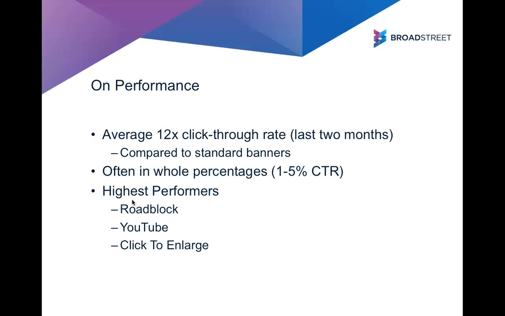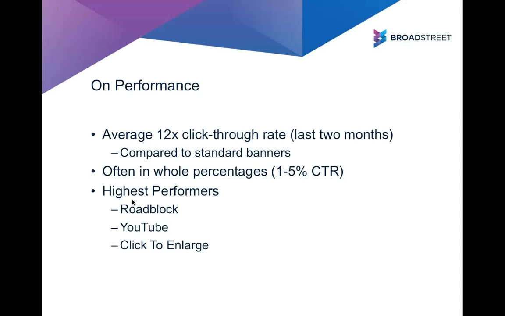So on performance, these banner ads have only been out for about 2 months, and the new ad formats are getting on average about a 12x click-through rate compared to all standard banner ads on Broadstreet over the last 2 years. So the performance is just through the roof compared to standard banner ads. So even if you have 1/12 the traffic of a competitor, if the performance of the ad is 12x, then you can justify the same prices as your competitor. You can justify basically being in the same league as your competitor because they just perform that well.